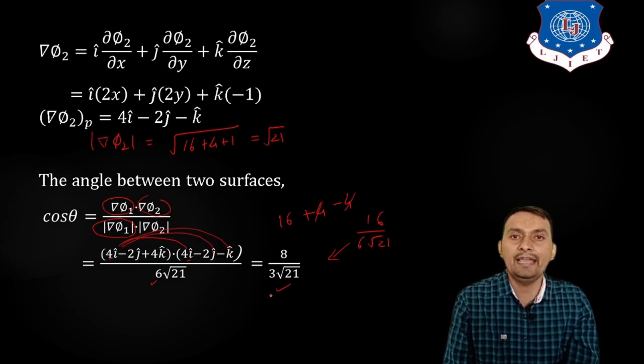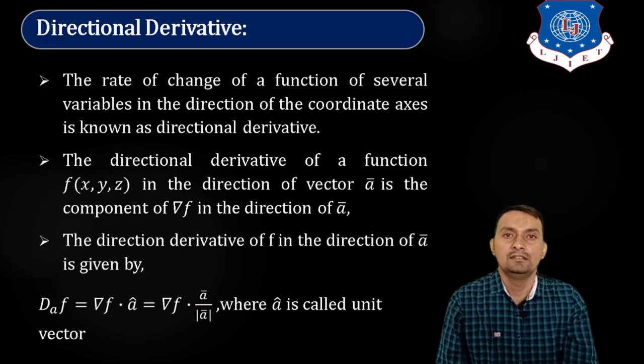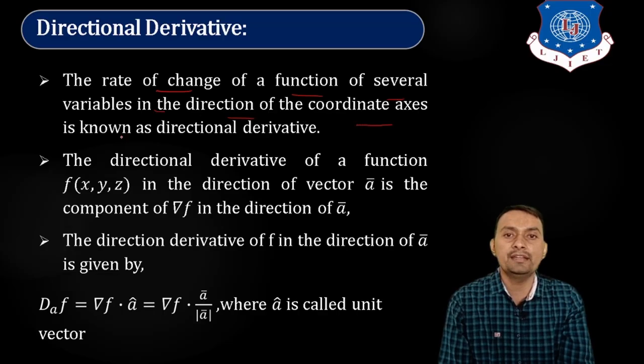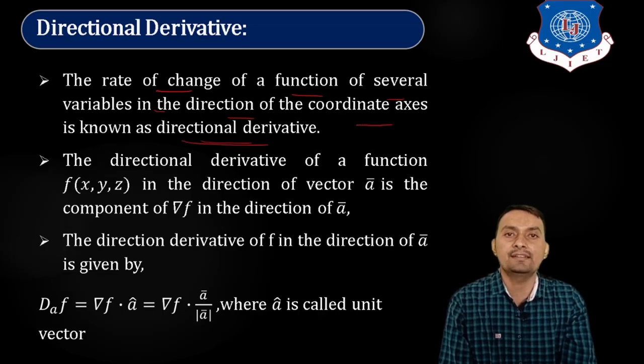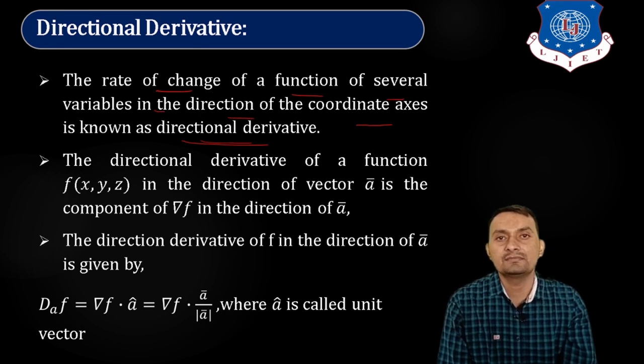And that is the angle between these two surfaces. Theta is equal to cos inverse of 8 divided by 3 under root 21. Now we are going to discuss the directional derivative. The rate of change of a function of several variables in the direction of the coordinate axis is known as the directional derivative.